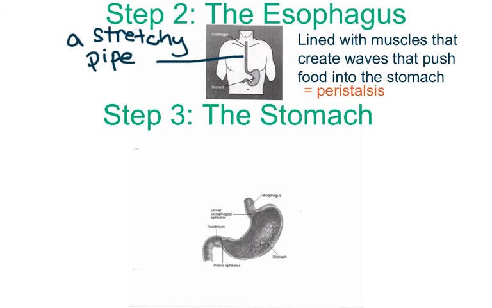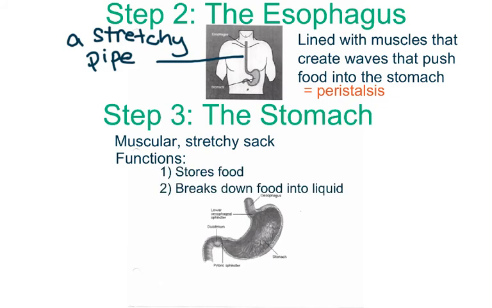So the third step is your stomach. Your stomach is a stretchy sac of gastric acid. Your stomach has 2 major functions. It stores food, which is about 1 liter of food itself. It can actually hold about 2 to 4 liters of material at any given time, depending on how big or small you are. It also breaks down food into a liquid.